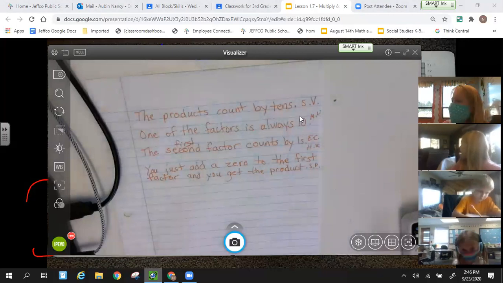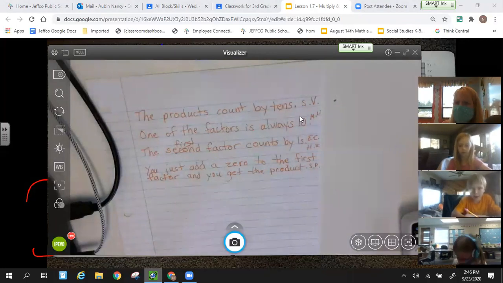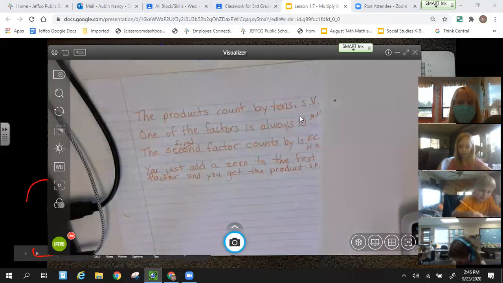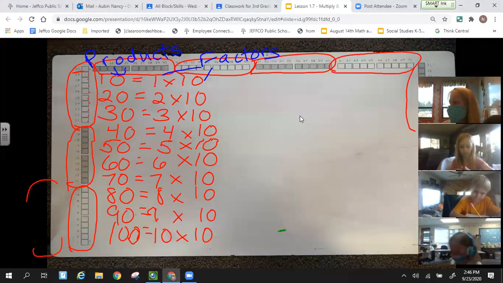Anybody else see something that we didn't notice? On your board, you can look at your board. All right, we are gonna go back to our boards. Please do not erase anything. We are gonna now do the inverse operation. What does that mean, Gabe? What is the inverse operation of multiplication?